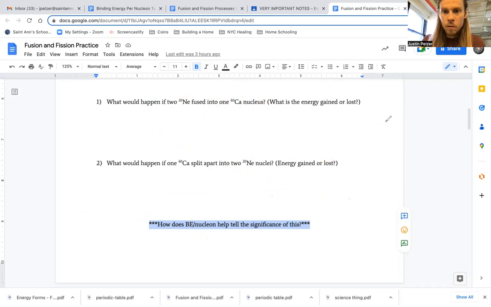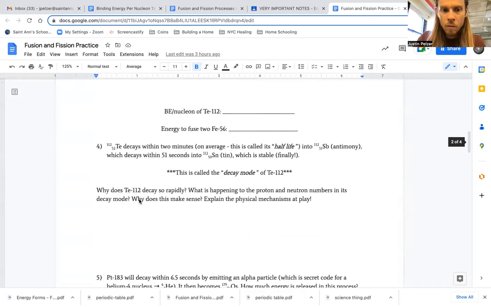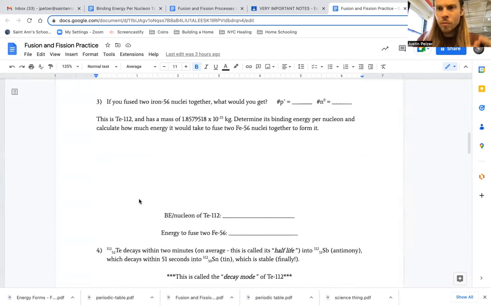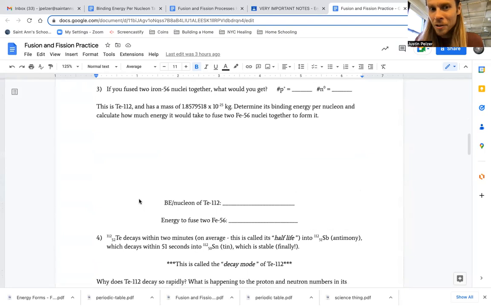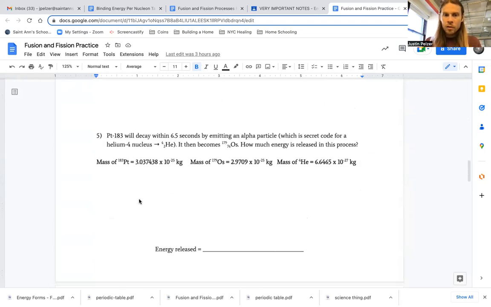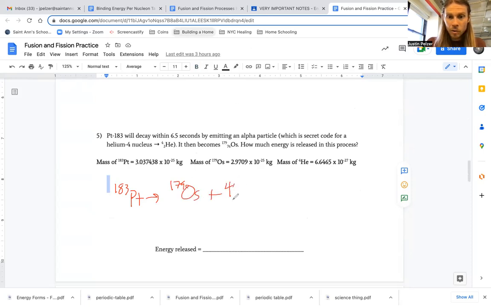So let's do one more. I anticipate a bell soon. Don't be freaked out. Let's do number 5. You can do number 3 and 4 on your own if you wish. Let's do number 5. So plutonium decays into an alpha particle, which is just a helium nucleus, and osmium 179. So we write this like this, right? We say 183 plutonium decays into 179 osmium plus a helium nucleus.